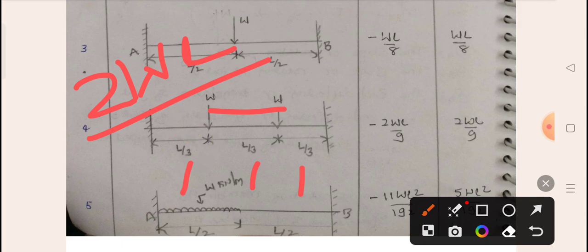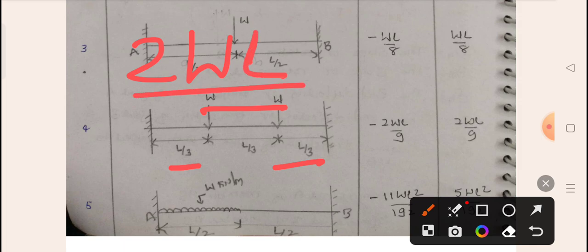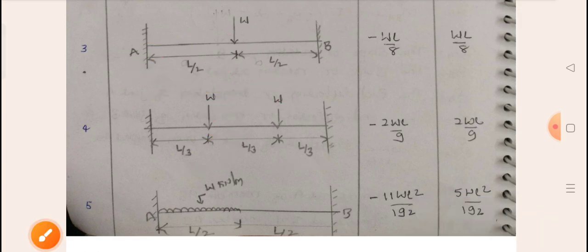I have not seen this anywhere. This was done by myself only to remember this formula. So you also try to remember it. If it is not comfortable, don't go for this trick. If you're okay, you can go for this one. Here there are two loads at the same distance; if it is some other distance, we are not supposed to go for this. So two loads are there: 2 into W into L divided by 3, 3, 3, which is 9. So for M F A B it will be minus 2 W L by 9, and for M F B A it will be equal to plus 2 W L by 9.